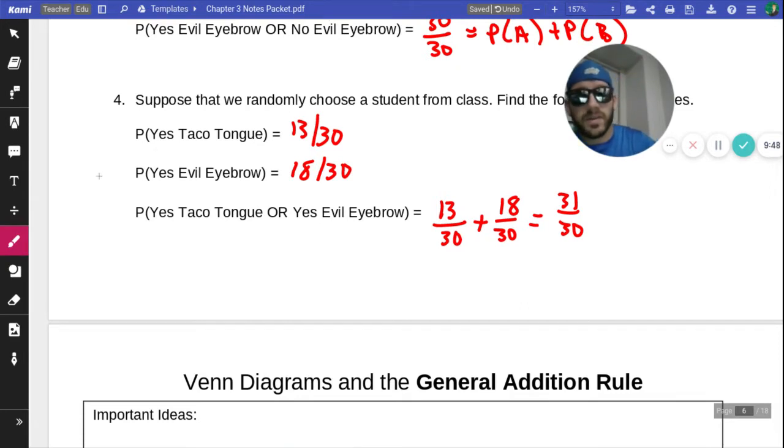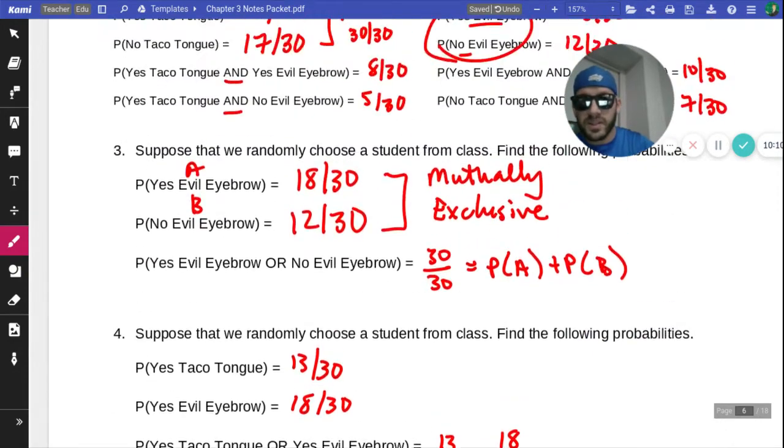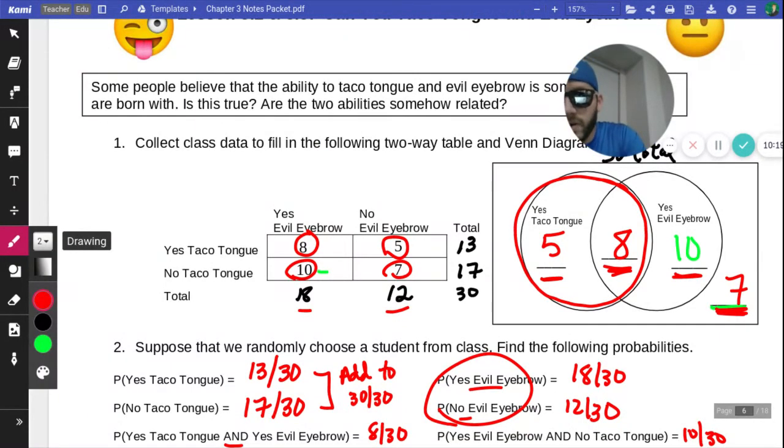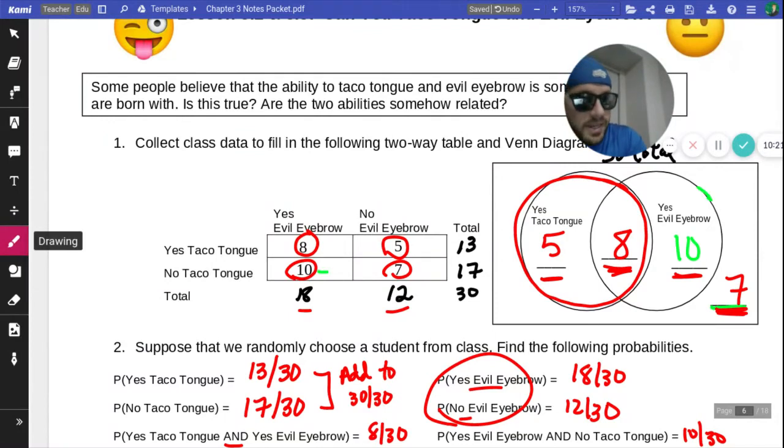So instead, what we have to do is figure out what the overlap is there and subtract it. So we're going to figure out what went wrong, what made it go over 100%. So let's take a look at that 13. That 13 is going to come from the yes taco tongue. That's that 5 and the 8. And then we're going to look and see where we got that 18. That 18 is the yes evil eyebrow on the right side there. That's the 10 and the 8.